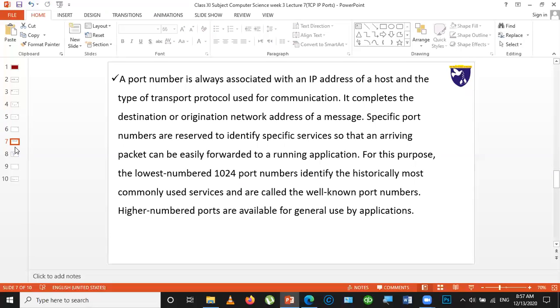A port number is always associated with an IP address of a host and the type of transport protocol used for communication. It completes the destination or origination network address of a message. Specific port numbers are reserved to identify specific services so that arriving packets can be easily forwarded to a running application. Port numbers up to 1024 identify the historically most commonly used services and are called the well-known port numbers. Higher number ports are available for general use by applications.